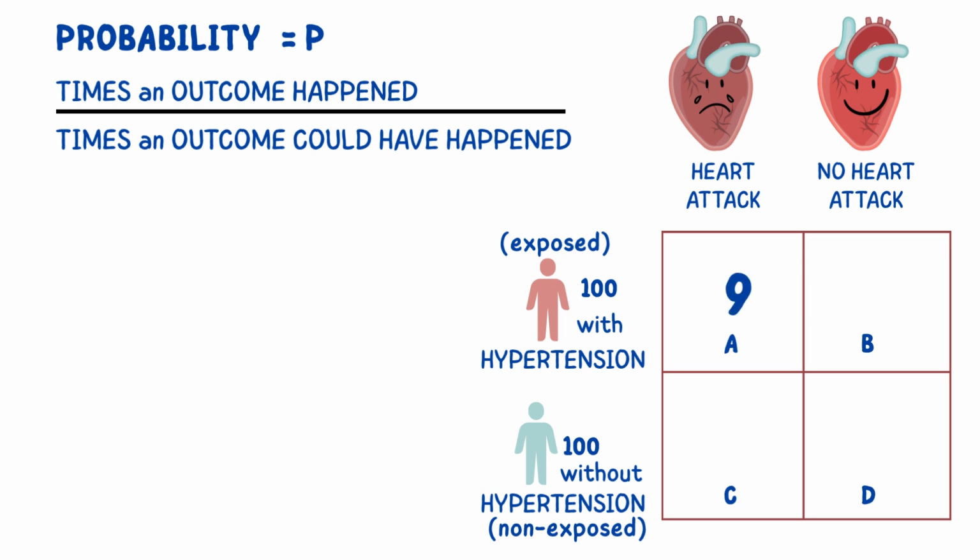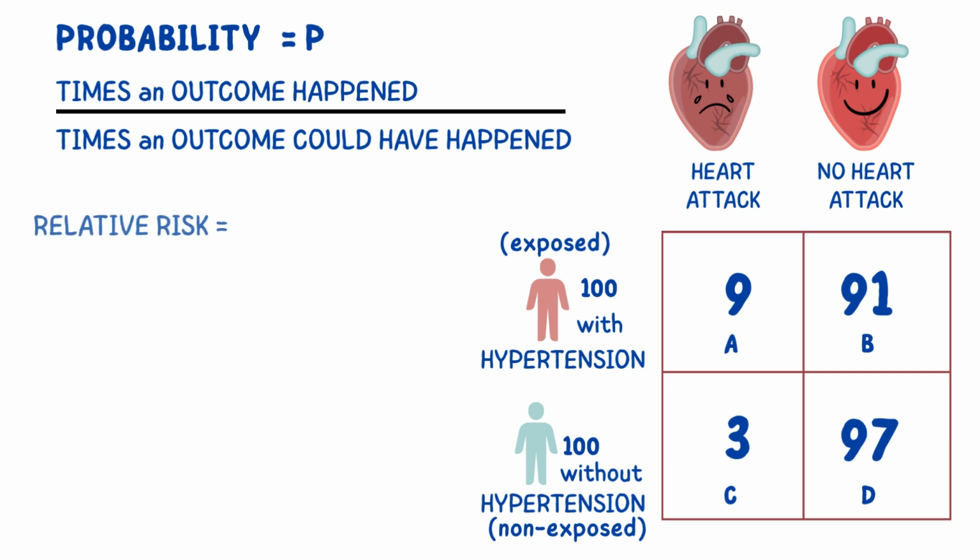Now, let's say there are 9 people that have heart attacks in the group with hypertension, cell A, and 3 people that have heart attacks in the group without hypertension, cell C. That means that there are 100 minus 9, or 91, people that didn't have heart attacks in the group with hypertension, cell B, and 100 minus 3, or 97, people that didn't have heart attacks in the group without hypertension.